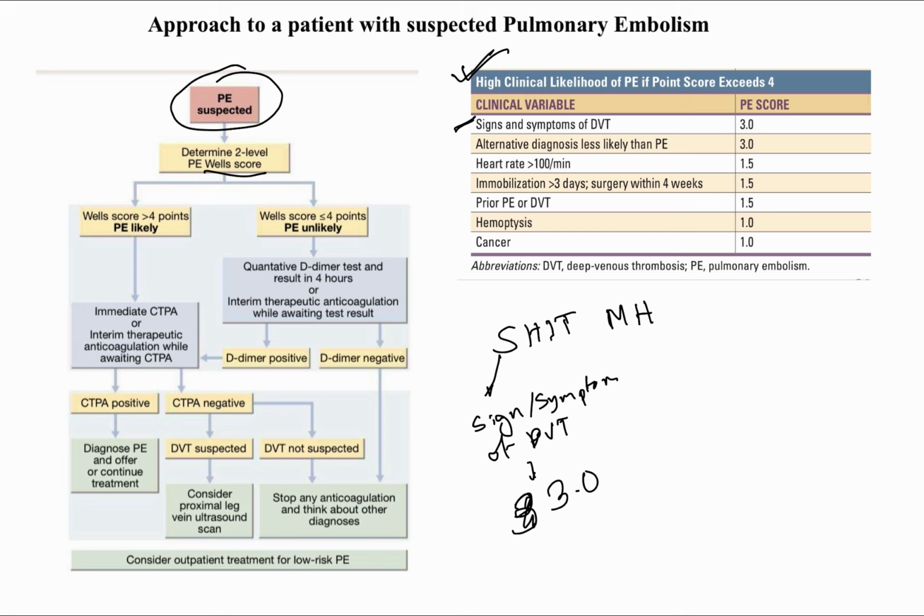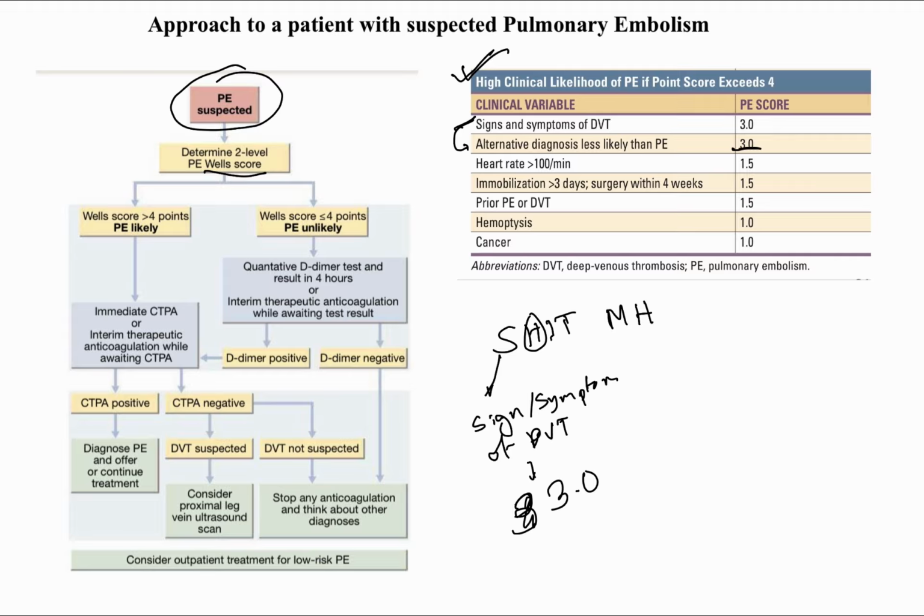Along with this point, we can remember the second point also, which is alternative diagnosis less likely than pulmonary embolism. Now, what are the alternative diagnoses that we should consider while suspecting pulmonary embolism? There can be myocardial infarction, aortic dissection, pericarditis, pneumothorax. All these conditions cause sudden severe chest pain. So if the other diagnoses are less likely, then a further 3.0 should be added to the score.